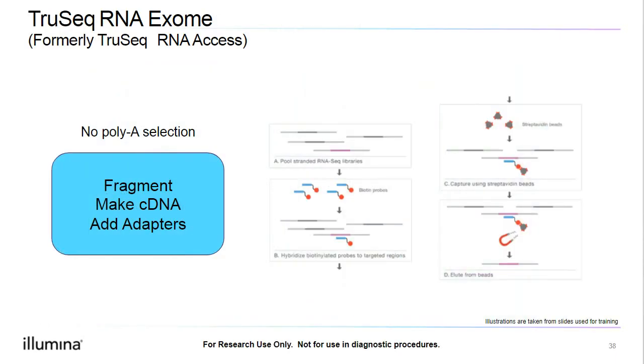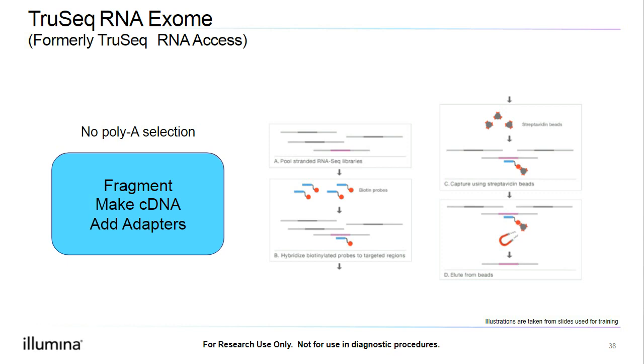Now, what if you want strand information, but you still don't have enough input? For this scenario, you can use the TruSeq RNA Exome kit, which is formerly known as TruSeq RNA Access. In this workflow, we will create libraries of all RNA present. We will fragment the RNA, make cDNA, add adapters, and create full libraries using the TruSeq Stranded mRNA workflow, but skipping the poly-A selection step.